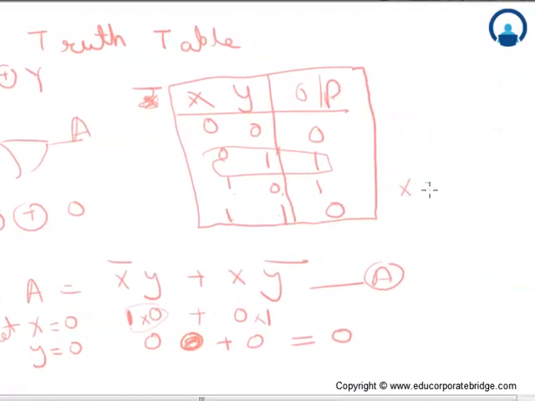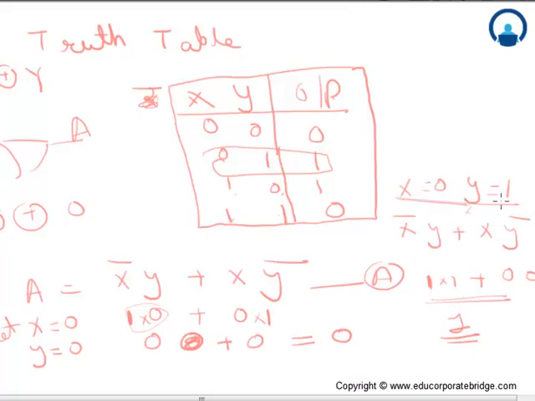Similarly, let us take these two inputs. Let X be 0, Y be 1. The equation for XOR is X bar Y plus X Y bar. Now substitute these values in this equation. X bar will be 1, Y is 1, plus X is 0 and Y bar is 0. Therefore the output is 1. That is, when X is 0 and Y is 1, we get the output as 1. We can check this. Similarly, if we take this, we get the output as 1. If we take these two inputs, the output is 0.